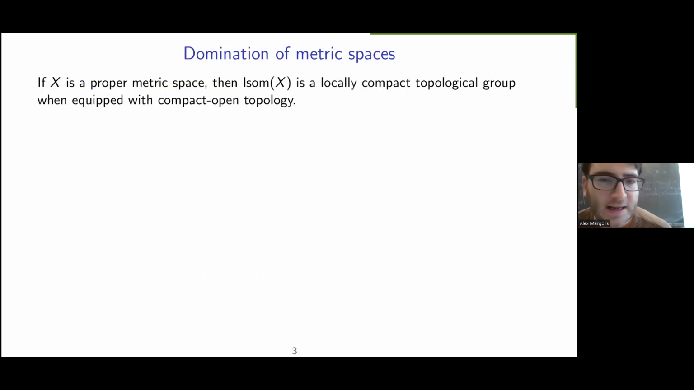Okay, so in order to state the main problem I'm going to be talking about, I need to introduce the notion of domination of metric spaces. And the key fact that we're going to use is, if we have a metric space, we don't just want to study the geometry of the metric space, but we want to study the algebra of its isometry group. So if we have a proper metric space, then properness gives you that the isometry group of that space is a locally compact topological group when you equip the isometry group with the compact open topology, or in this case, that's equivalent to the pointwise convergence topology.